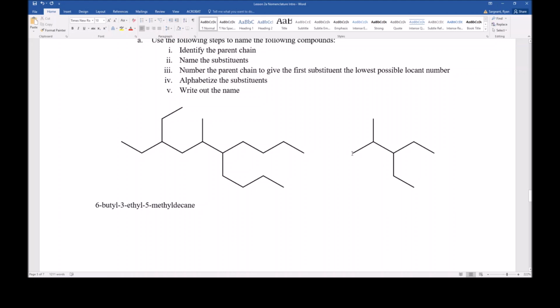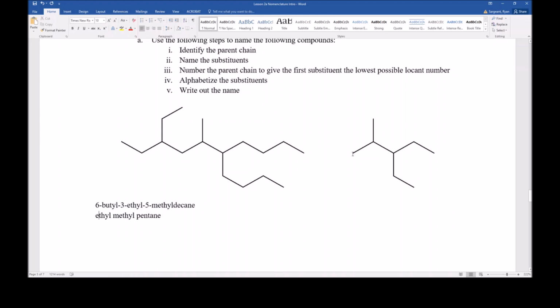Looking for the parent chain, 1, 2, 3, 4, 5 carbons. 1, 2, 3, 4, 5, 1, 2, 3, 4. This is some type of pentane. The substituents, so now I want to name the substituents. Coming off of my pentane, I have both a methyl and an ethyl. So I'm just going to write those out in front already in alphabetic order. I'm not done yet. I'm just organizing everything that's at play.